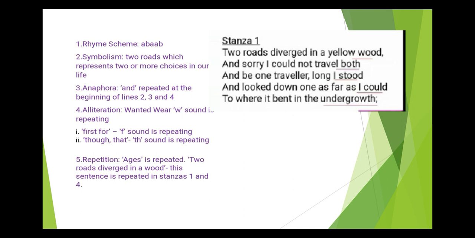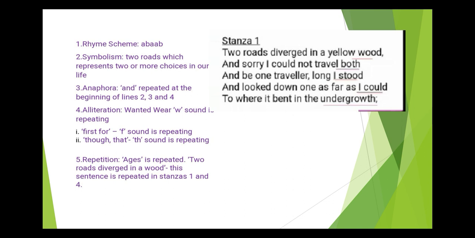Anaphora is when there is a repetition at the beginning of the line. Now you can have a look at the first stanza there on the screen. Line number 2, 3 and 4 all start with the word and. So here all the three lines with the word and are an example of anaphora.